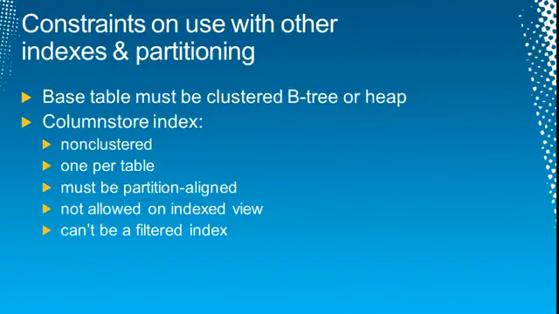There are some constraints on using the Columnstore index. So the base table has to be a B-tree or a heap. I told you about the great compression we get with the Columnstore index. Well, it is a secondary index or non-clustered index. So we do still have to store the heap or the B-tree. The heap or the B-tree can be compressed using page compression to save space, but this Columnstore index, for now, in Denali, is an extra structure.